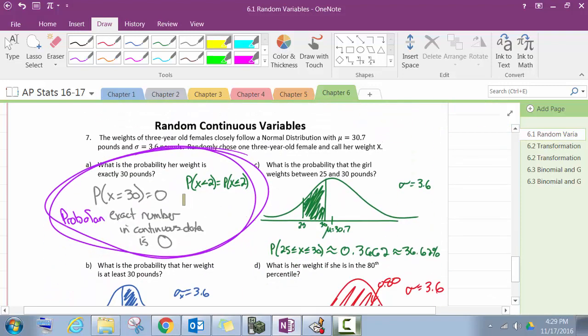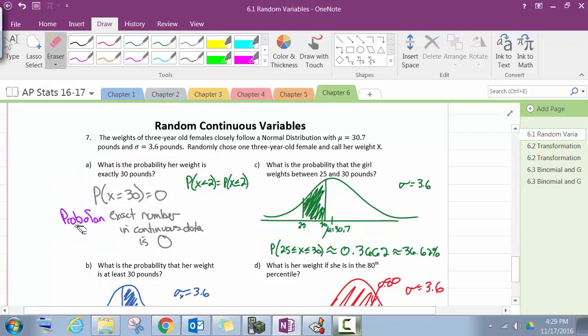Random continuous variables. The weight of 3-year-old females closely follows a normal distribution with a mean of 30.7 pounds and a standard deviation of 3.6. So randomly choose one 3-year-old female and call her weight X. We've done this before, but we didn't call it probability. We called it proportion. First one, what is the probability that her weight is exactly 30 pounds?